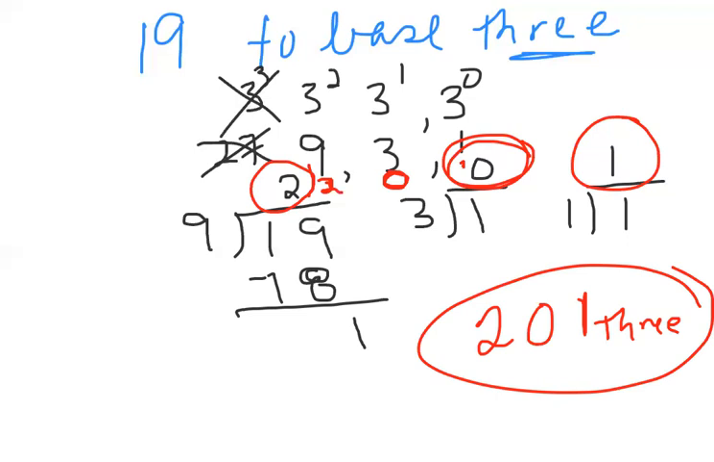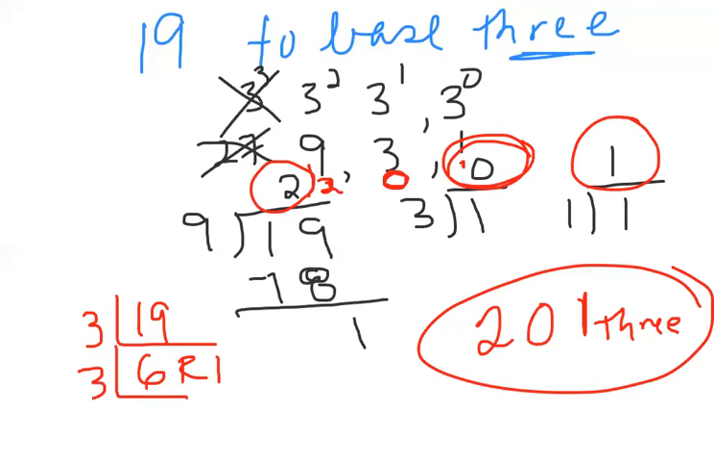Okay, like I said, I promise I was going to show you another way of doing this. So let me show you another way of doing this, guys. I'm doing it on the side. We're in base 3, so we're going to do division with this. 3 goes into 19. How many times? 6, remainder 1.